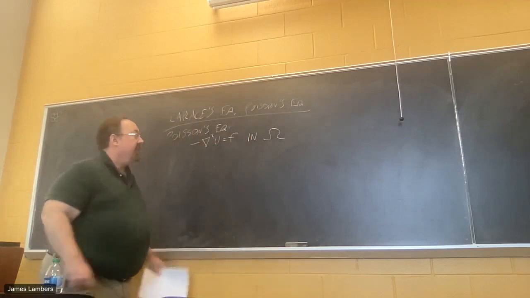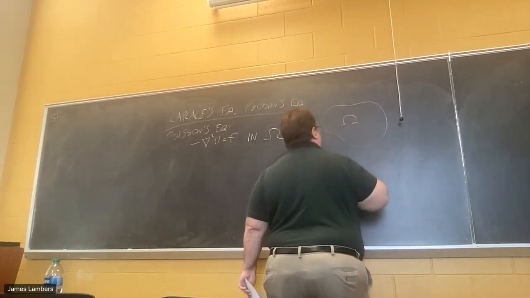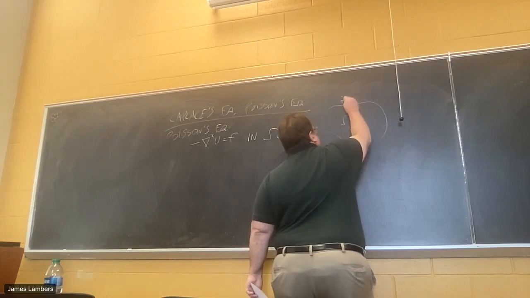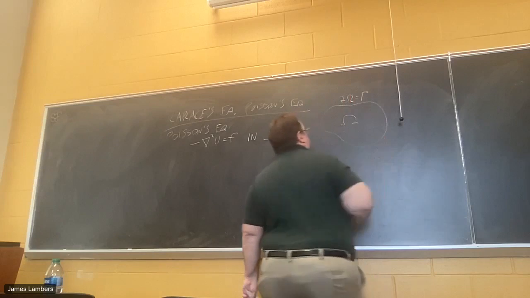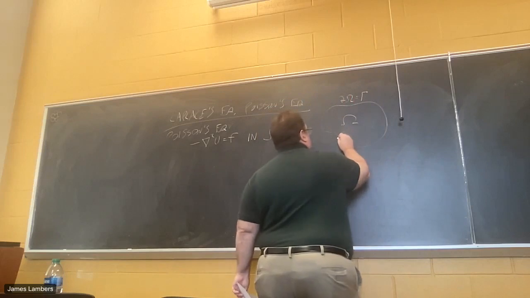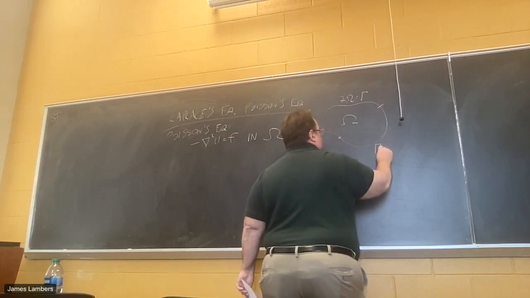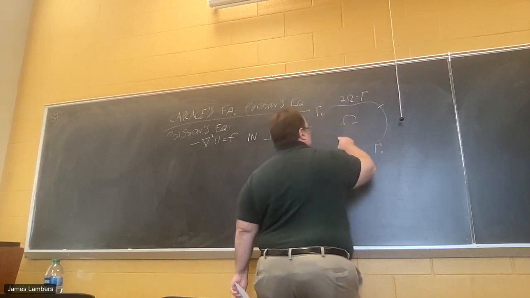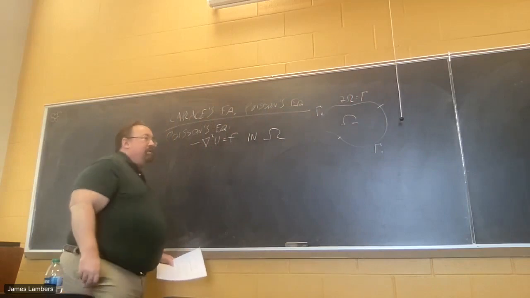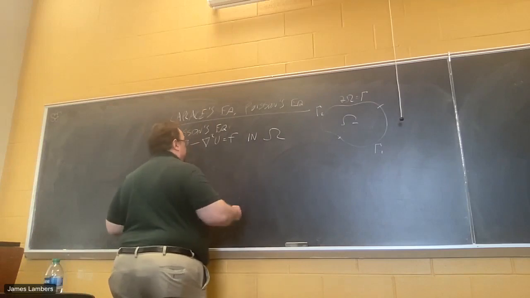And I'll draw a picture here. Here's your generic blob omega. And then we have the boundary of omega, I'll call gamma. But gamma can be decomposed into two pieces. So I'll call this part gamma 1. And so from here to here, and then this part from here to here, I'll call gamma 2. Now, either one of these portions of the boundary might be empty. But the idea is we have different boundary conditions on each portion.